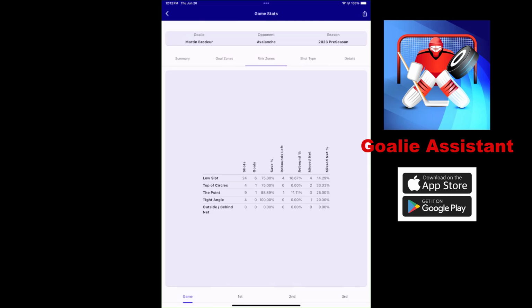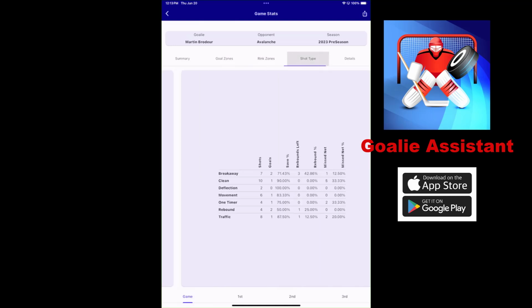Otherwise, all the rebounds were left on low shots, so that's good. And we had missed nets throughout, but you could clearly see, from a tight angle, the goalie was 100%. He gave up 1 goal from the point, 1 goal from top of circles, and everything else was deep and in tight. So maybe we work on more in tight plays for this poor goalie.